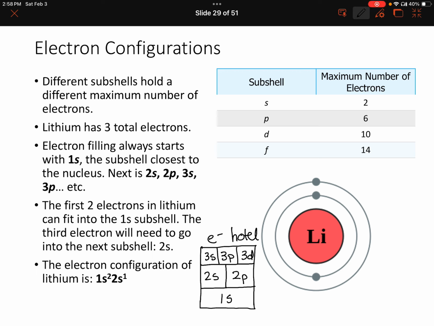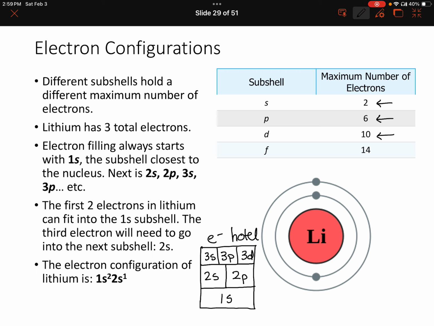Now, anytime you have a room labeled S, that can only hold 2 electrons total. So maybe that's a smaller room. If a room is labeled P, that can hold 6 electrons. So maybe there's like 3 bunk beds in there. And then if a subshell or a room is labeled D, that can hold 10 electrons. So maybe that's like a big suite with several beds inside.